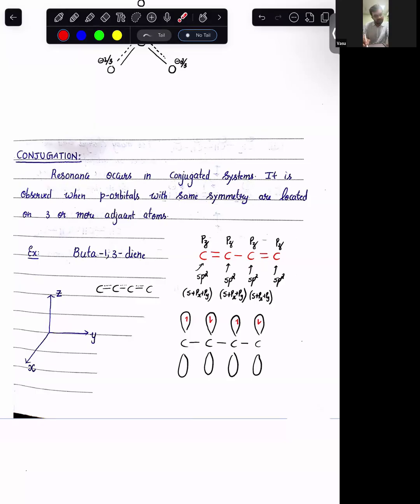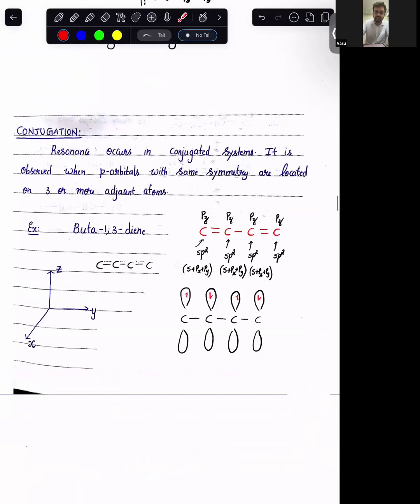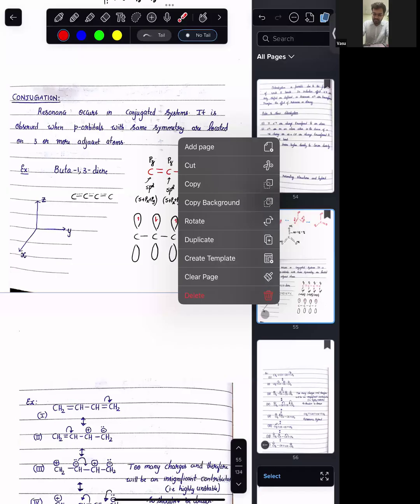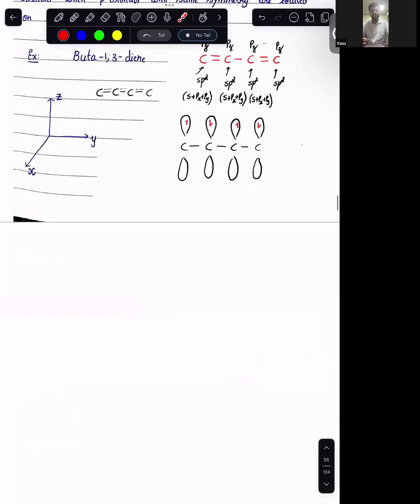Okay. Agreed. So you have this also as sp2, with px, py. So you have a pz orbital, you have a pz orbital. So you have parallel symmetric p orbitals present on three or more adjacent atoms. So this is a system where resonance can happen. So let us understand how that resonance is happening, or let us try to draw some contributing structures which will help us in making the overall resonance hybrid.